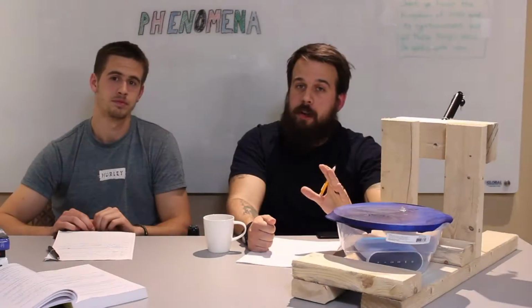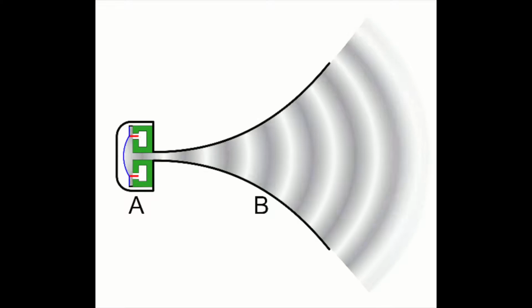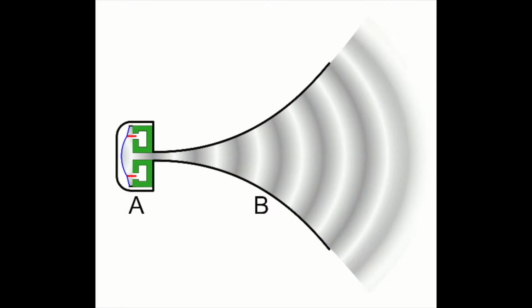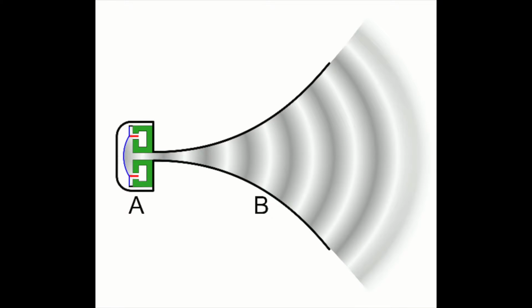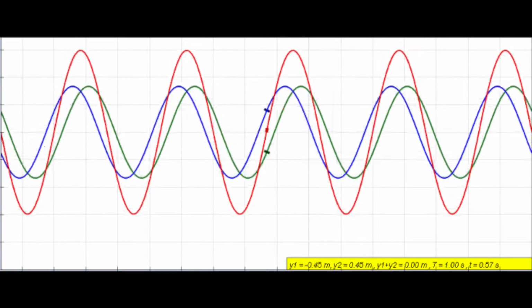But before we get into the experiment, let's quickly talk about the nature of waves. A wave can be thought of as a disturbance that moves through a medium. In the case of sound, that medium is air. The source vibrates the air around it, creating areas of high and low pressure, which our ears can detect as sound. Two waves can also interfere with each other.